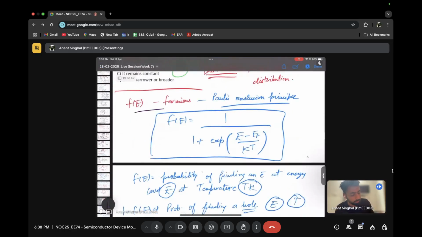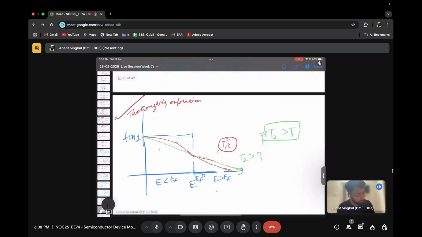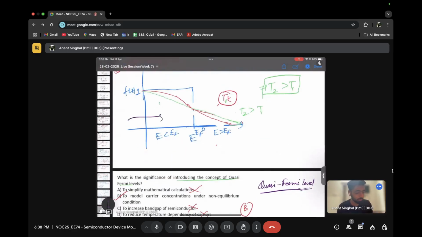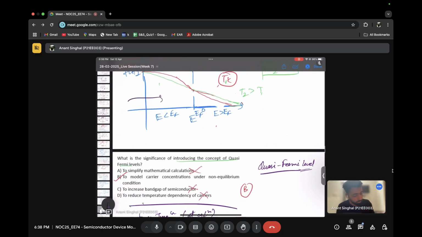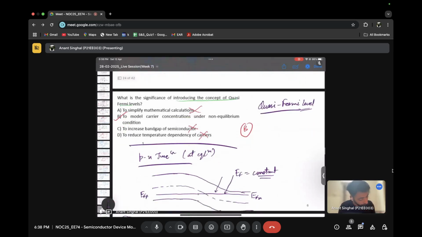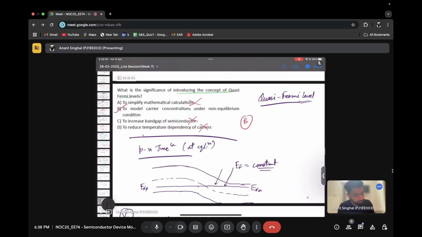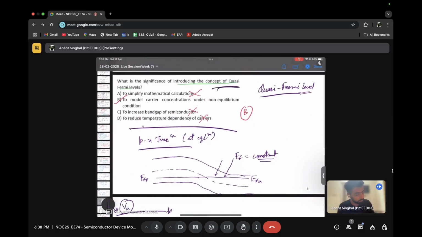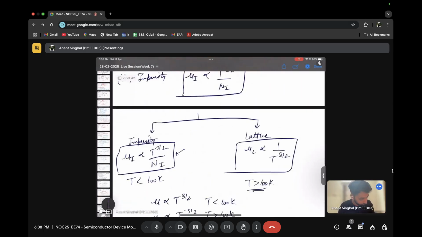Then we went towards the distribution function. So we again see the Fermi function and how the distribution looks. The more the temperature, the more the probability of having electrons in the conduction band. And there were problems related to quasi Fermi levels. These are all straightforward again, I'd say.